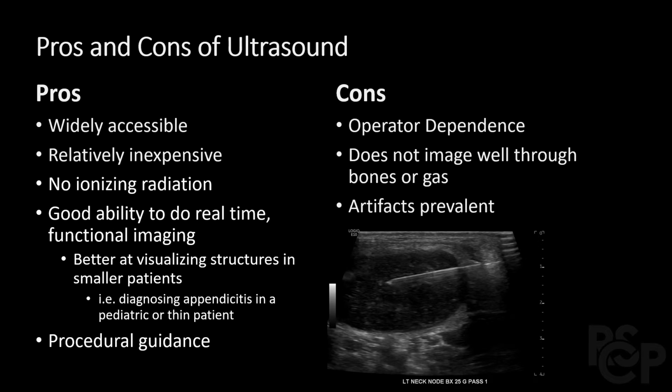Some general pros and cons of ultrasound. One pro is that it is a widely accessible piece of imaging. Just about every hospital has access to ultrasound. Also, it's relatively inexpensive. There's also no ionizing radiation, unlike X-rays or CT scans. It also has a good ability to do real-time functional imaging, and it's better at visualizing structures in smaller patients. One example would be diagnosing appendicitis in a pediatric or thin patient, a smaller patient population. It's also great for procedural guidance, as shown in the image on this screen. This is an ultrasound-guided biopsy of a left neck node.